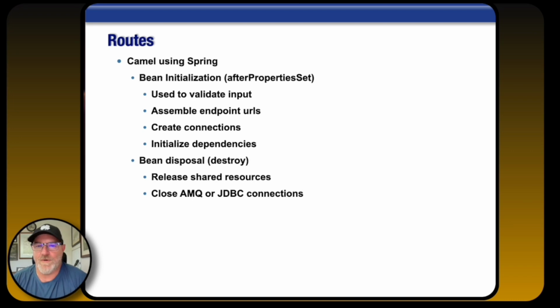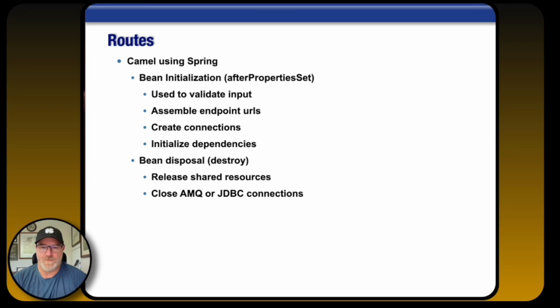Next, let's take a look at how we might initialize a bean or destroy a bean. Reasons you might do some of these things would be validating input, ensuring that your connections are created and initialized correctly, and that you can error out of your Camel routes if for some reason something doesn't initialize correctly, and that way you can give proper errors and their handling.